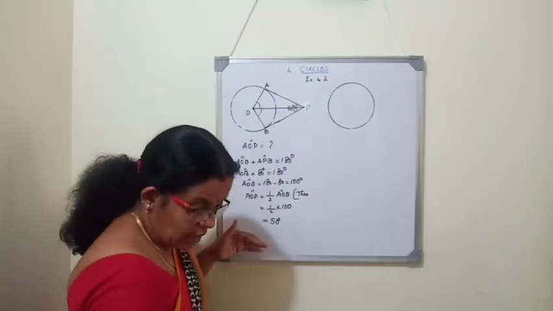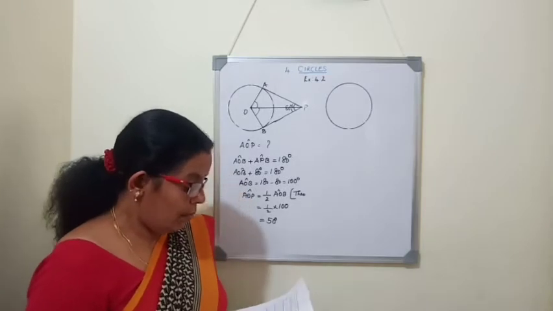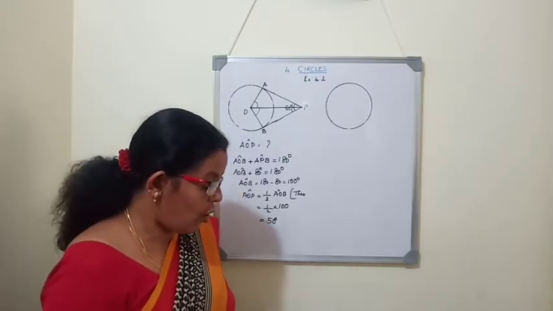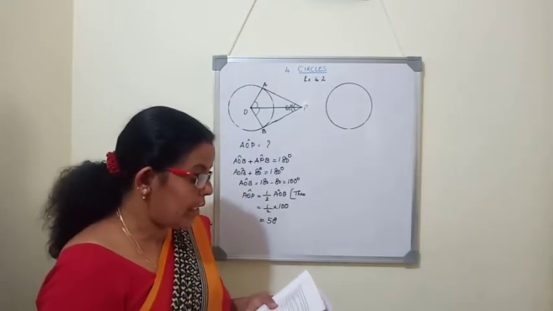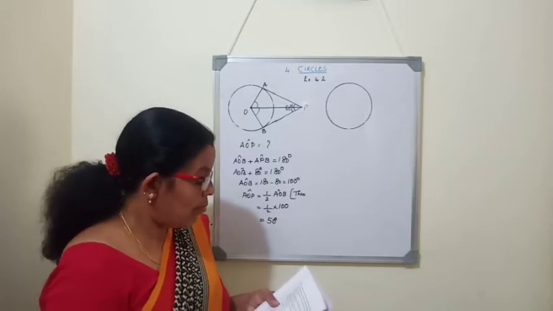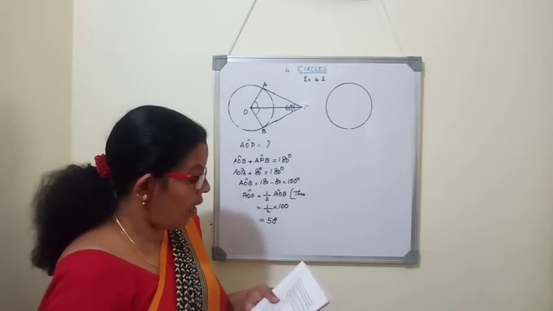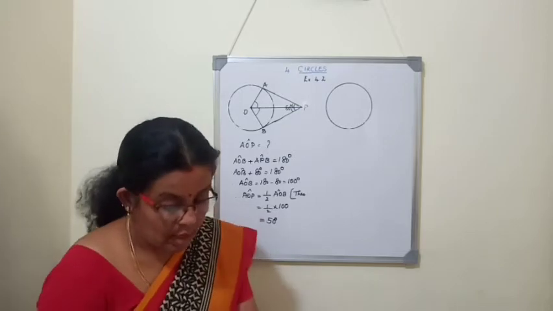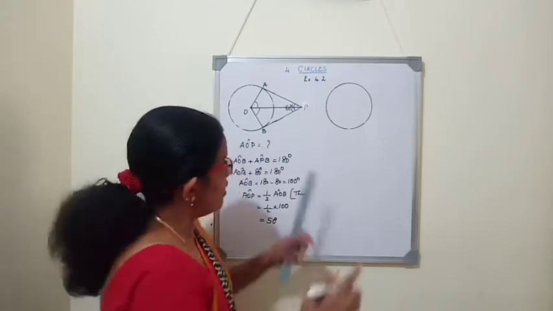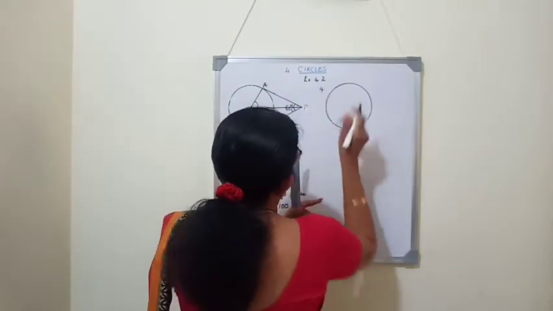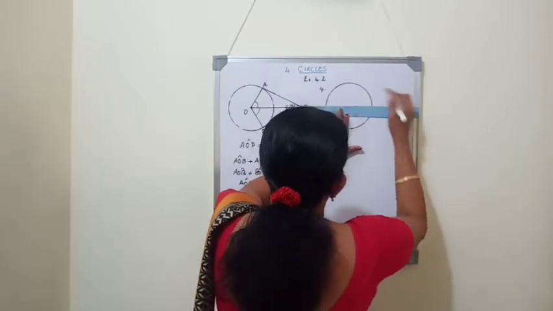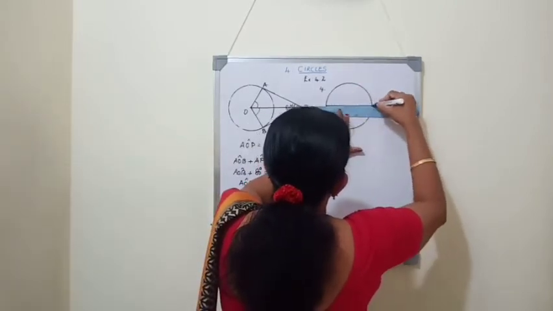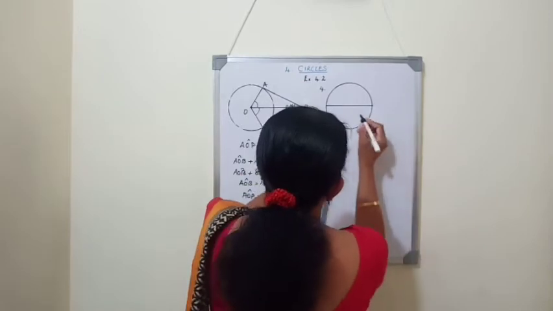The next question is, prove that the tangents drawn at the ends of a diameter of a circle are parallel. Prove that the tangents drawn at the ends of the diameter are parallel. So we have to draw the diameter. Fourth question. Draw the diameter. We have to draw tangents at the ends.